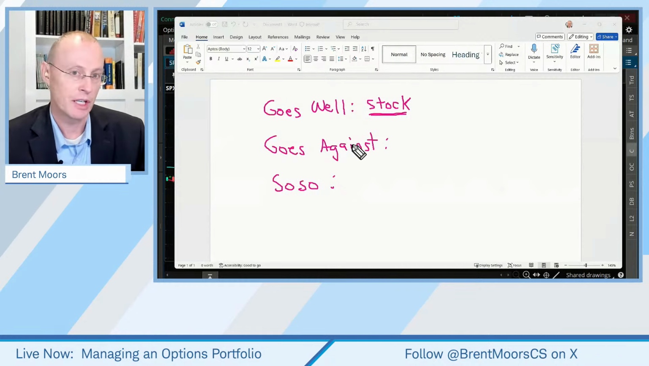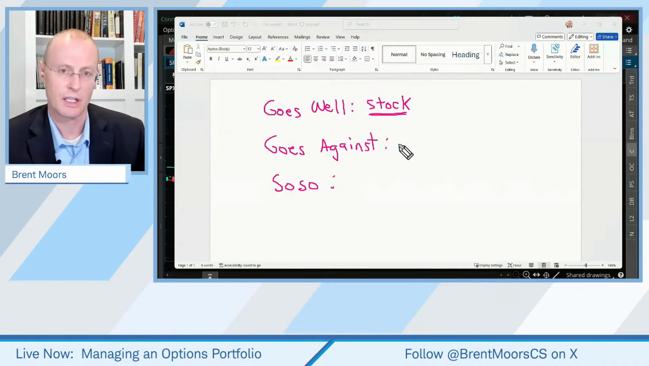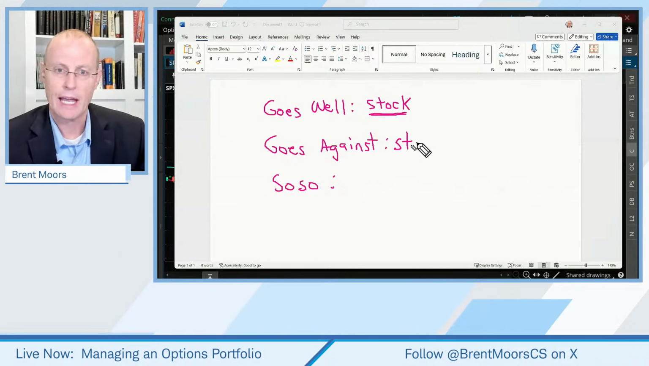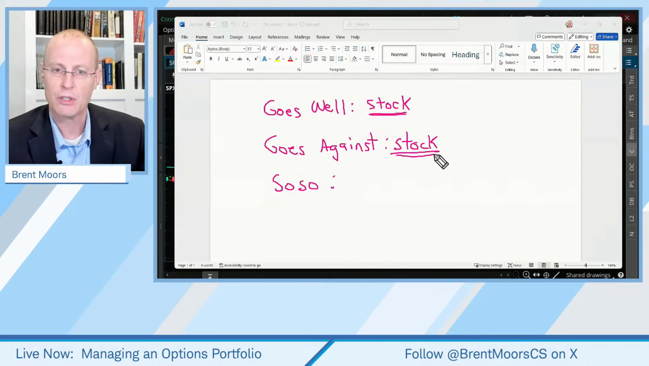And that's if it goes against us. We can say, if this breaks support, or breaks resistance in the case of a bear trade, I want to get out. So we can get out based on the stock price, what the underlying stock is doing, and we can put a rules-based order in to do that. We do that quite often in this trade.